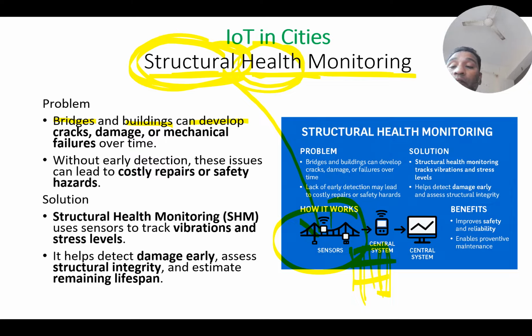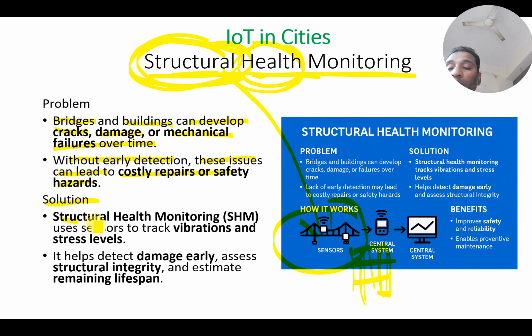Like they can develop cracks, damage, or mechanical failures over time, right? So these are the health parameters of the buildings. Without detecting these as early as possible, these issues can lead to costly repairs or hazards. Sometimes when we don't take the repair work early, the repair will grow and become big, leading to a lot of repair cost. Hence repairing as early as possible is better, right?